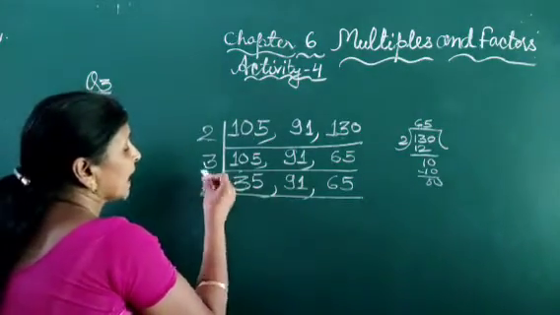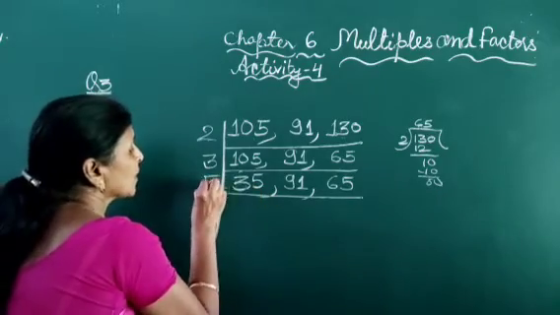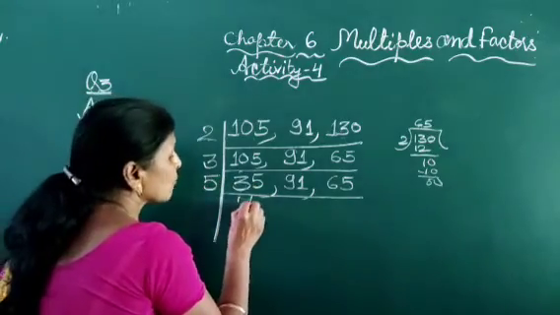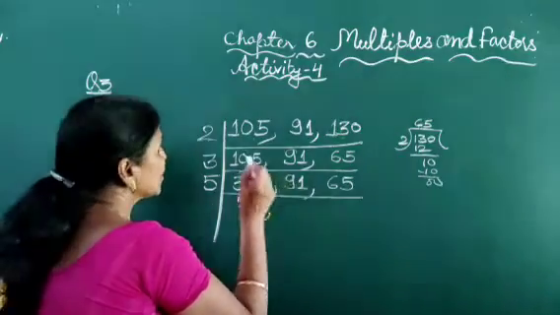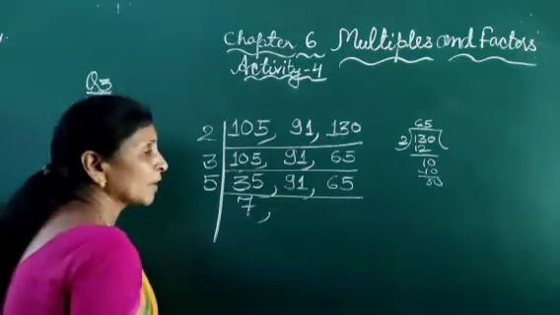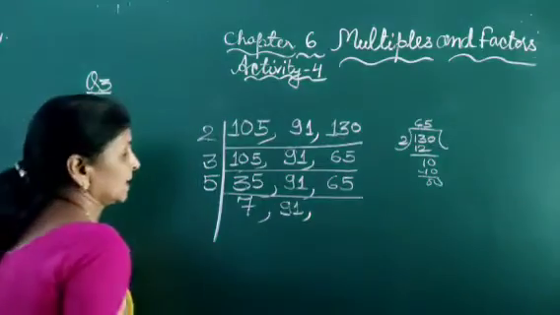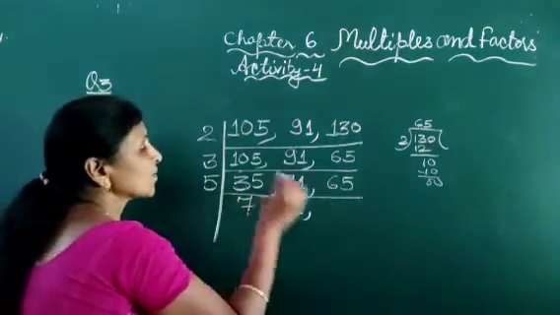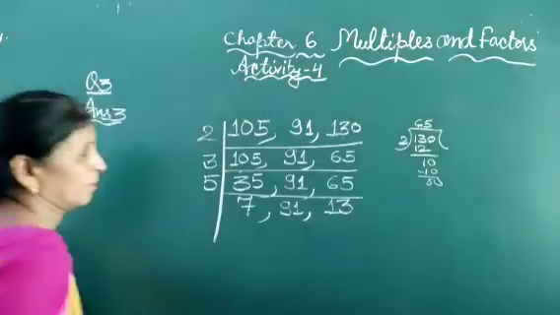Then the next prime number, that is 5. 35 is divided by 5, then the quotient is 7. And then 91 is not divided by 5, so we write 91 as it is. Then 65 is divided by 5, comes 13.